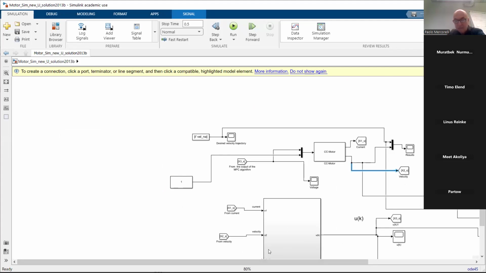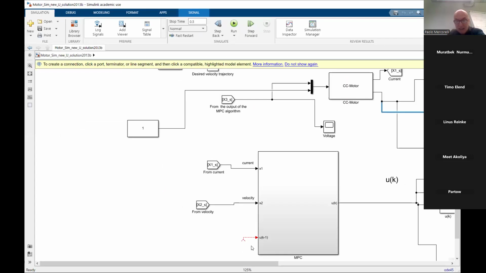On MPC, we don't have here the variation UK-1. Do you remember? UK-1 belongs to the variation delta, which can be used alone or in the presence of disturbance. Here we will see the algorithm, which is extremely easy.